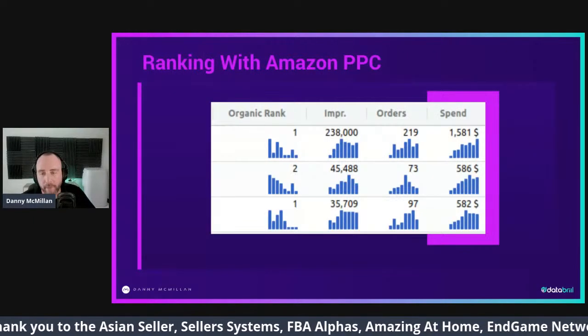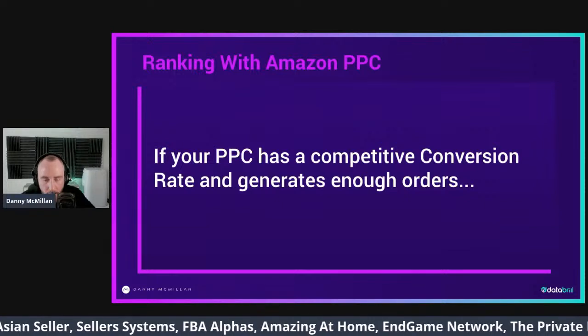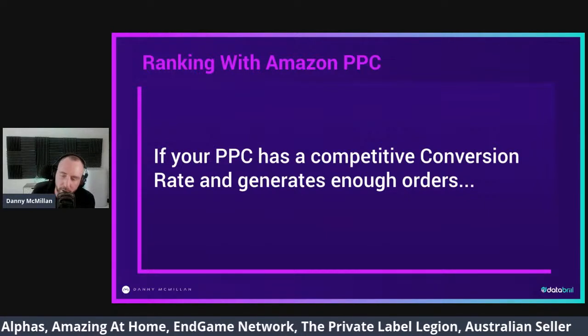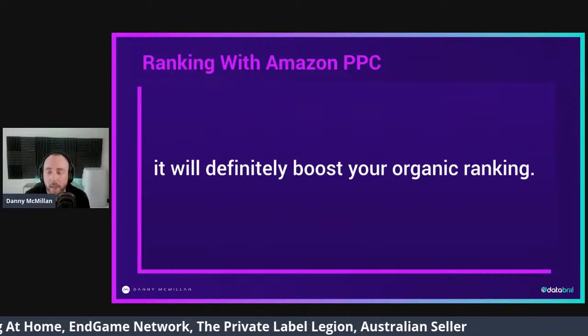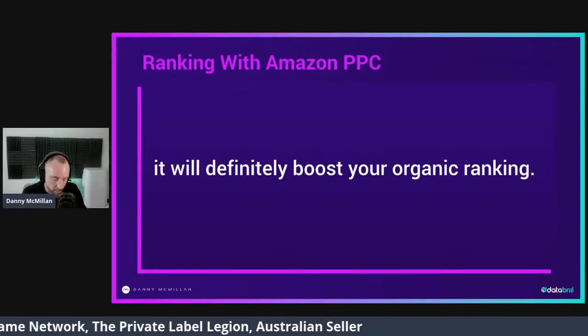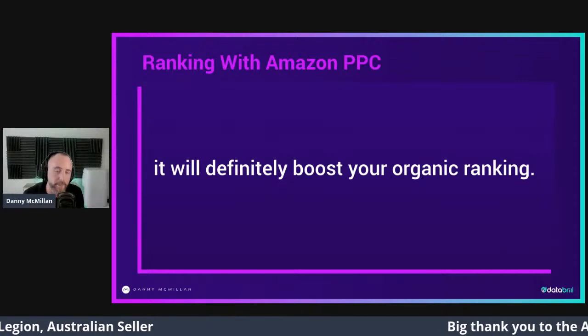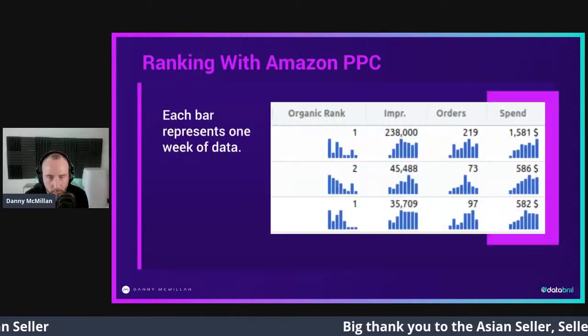So let's get started with ranking with Amazon PPC. If your PPC has a competitive conversion rate and generates enough orders, it will definitely boost your organic ranking. If you go back to the show I did on A9, breaking down the algorithm last week, there's a lot of information there which relates back to what we're doing today.